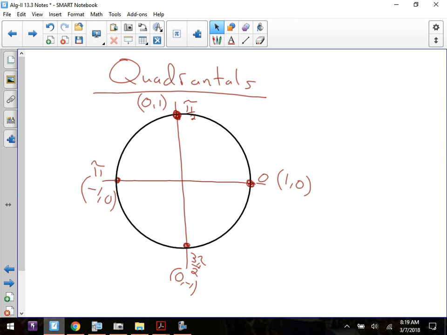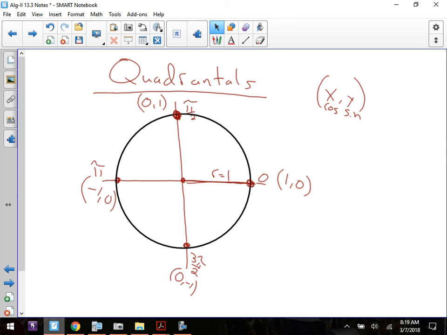Stop overthinking. Remember how we said this? We've said this many times now. Your x and y stand for cosine, sine. Correct. Because if you think about it, this value here is your radius, and that is equal to 1.